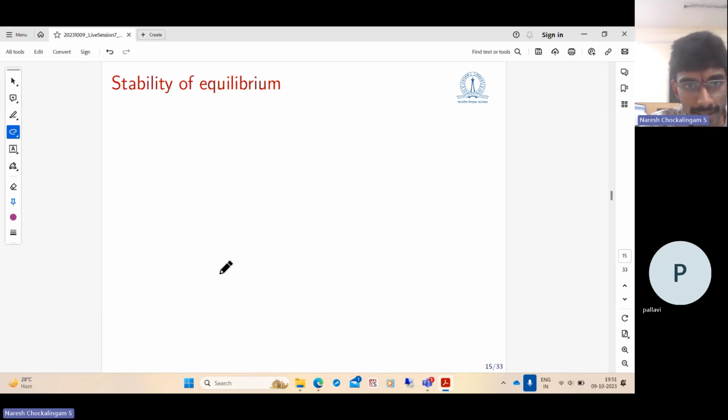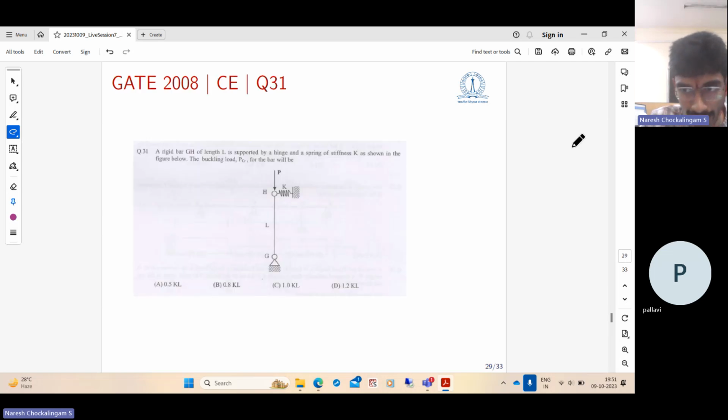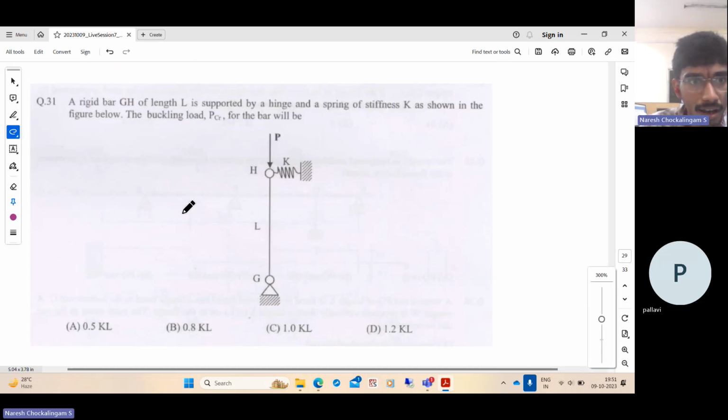So one standard example, simple but a very nice example, is this. This was directly asked in GATE 2008. We have a rigid bar. Sorry for the size, it is small. We have a rigid bar GH of length L supported by a hinge at G. There is a spring of stiffness K as shown in this figure. What will be the buckling load?